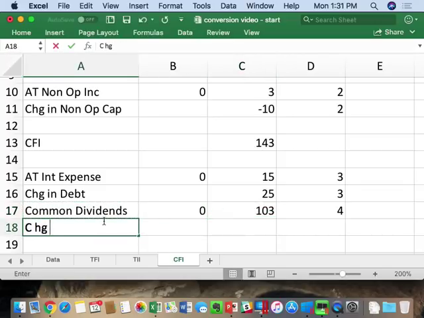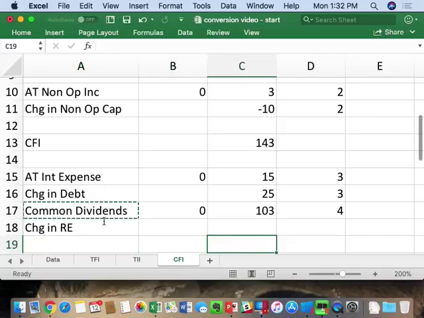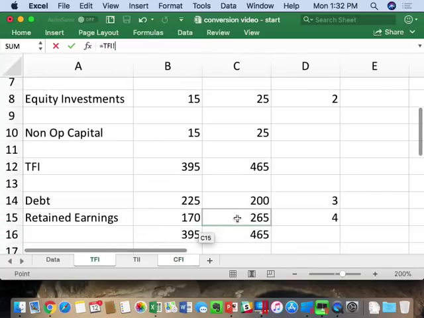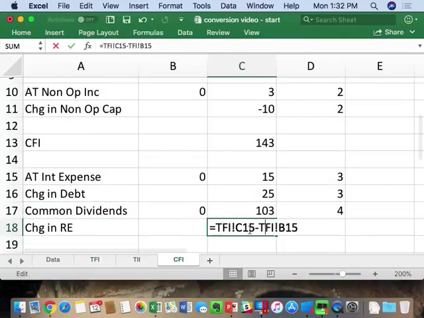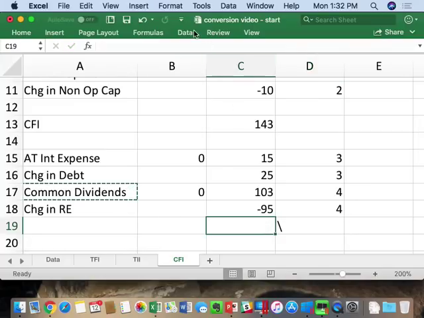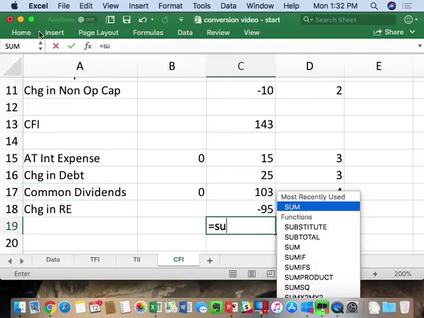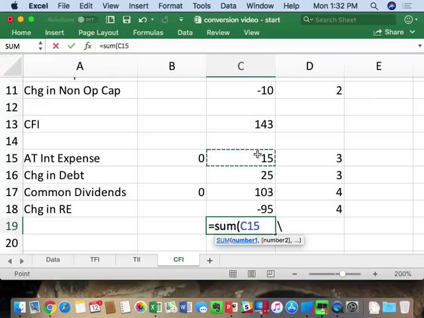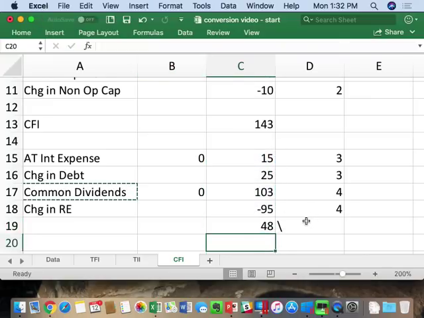And then we have change in other equity accounts off the balance sheet. So change in equity, which is basically change in retained earnings. Retained earnings went from 170 to 265, so equity went up. Technically that should be an inflow, so that should be a negative. If we now add up these, we should get 143. And with the balancing statement, we are done.